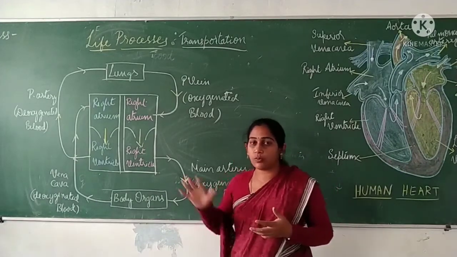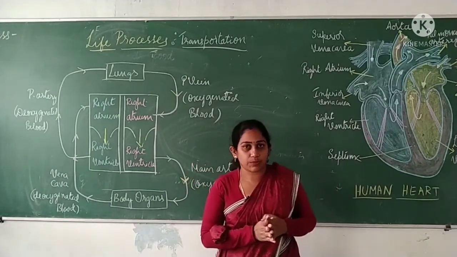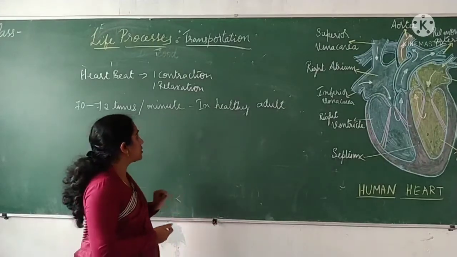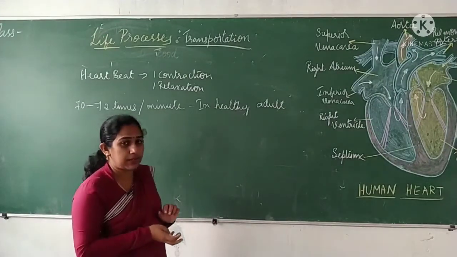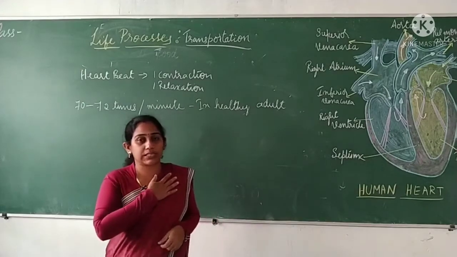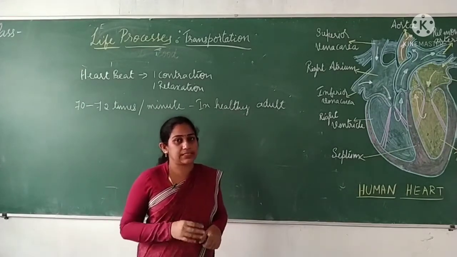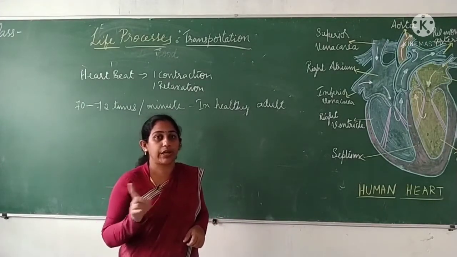So you have to be thorough with this schematic diagram also. So now let us see what is heartbeat. You have heard about heart beating, right? How many times is your heart beating? You have measured it in your primary classes. So your heart will beat 72 times per minute, right?